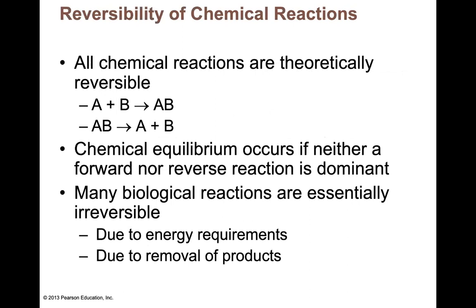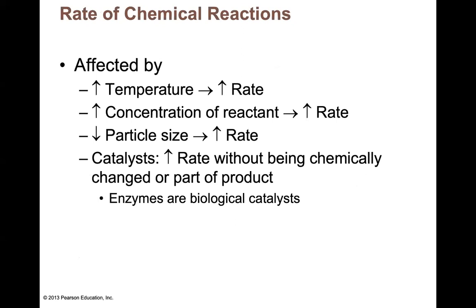All chemical reactions are theoretically reversible, meaning that you can go either way, but that's not always 100% the case in the human body. Chemical equilibrium occurs if neither a forward nor reverse reaction is dominant. Many biological reactions are essentially irreversible, due to energy requirements and due to the removal of products. That's why they can be irreversible.